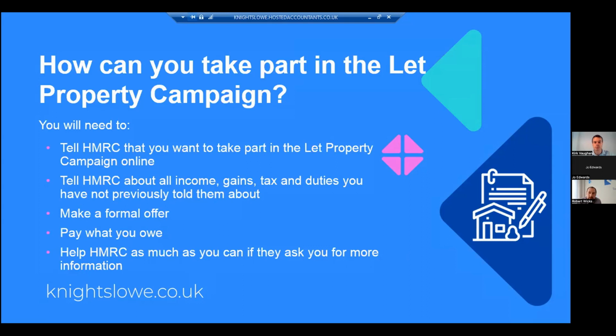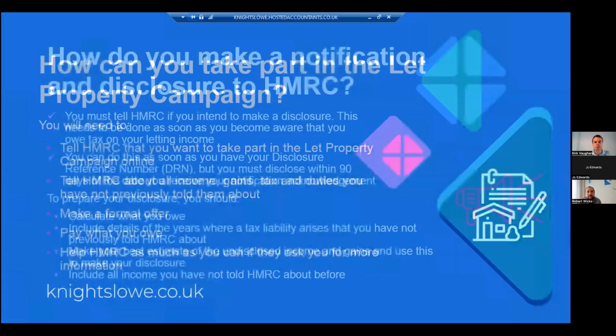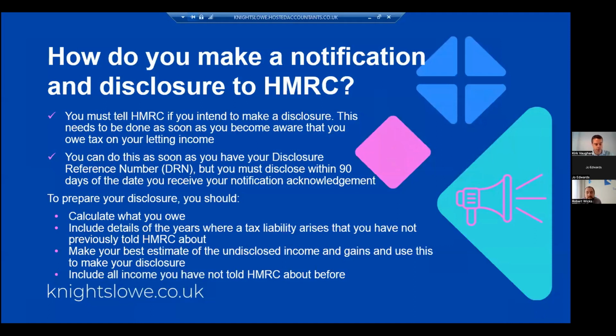The revenue will come back to you. Hopefully, they'll look at the numbers. If they have any queries, they'll ask for more information. If not, they'll accept your offer and they'll give you a settlement figure, which would include penalties and interest. So as far as penalties are concerned, by coming forward and using the Let Property campaign, you're mitigating the amount of penalties owed versus if the revenue targeted you and found out that you had not declared this income without you coming forward.